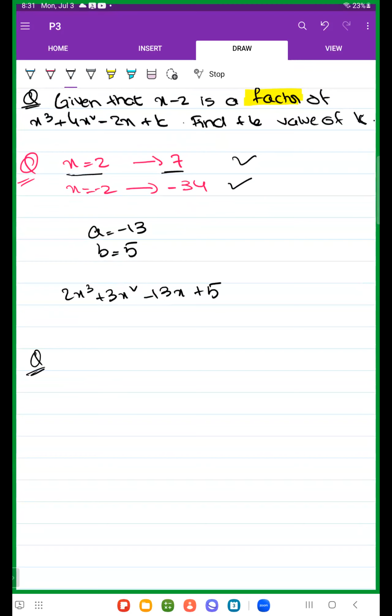The play of words is difficult. It's not difficult. Break it down. Let's break down the question.